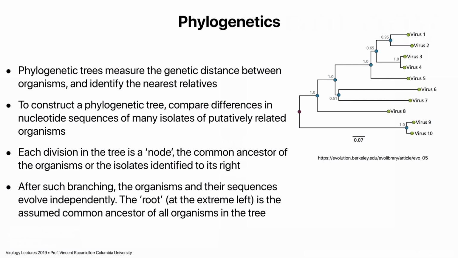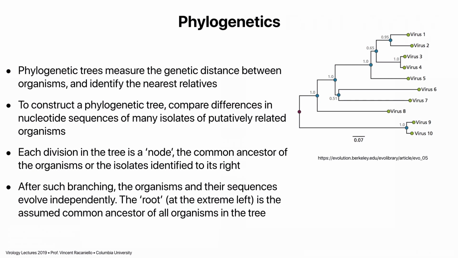So in this tree, we have 10 different viruses whose genomes have been sequenced, and you can run programs on the sequences which will align them and give you a percent identity and so forth, and that's how you make the tree. And you can say that virus 1 and virus 2 are highly related, and they differ by about 5% or so, and they presumably have a common ancestor. And so that's how we make these trees. We compare the differences in the sequences.